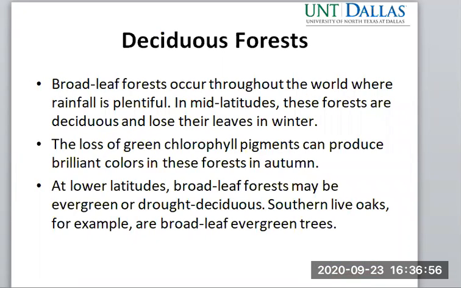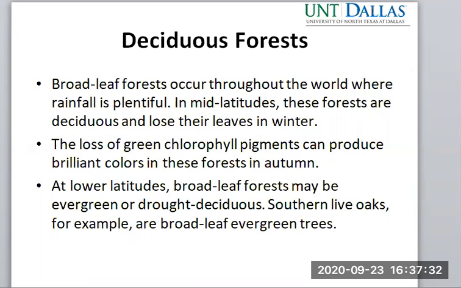Talking about the deciduous forests, in mid altitudes, these forests are deciduous and they lose their leaves in winter. The loss of the green chlorophyll pigment can produce brilliant colors in these forests in autumn, like golden yellow. At lower altitudes, the broadleaf forests may be evergreen or drought deciduous. Some southern live oaks, for example, are broadleaf evergreen trees. These forests shelter a great variety of songbirds.